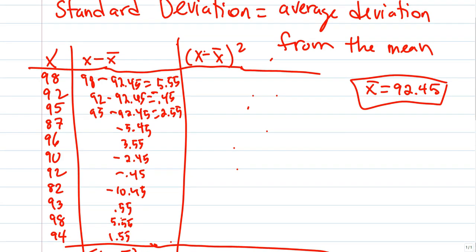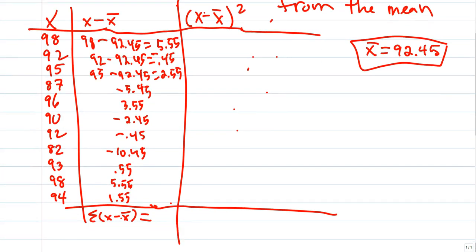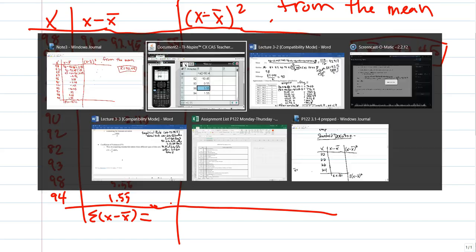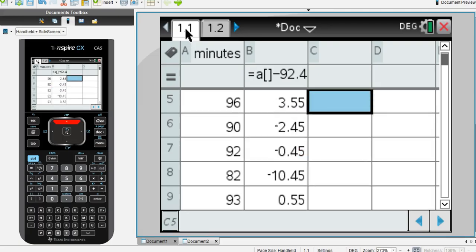So I want the average deviation from the mean. So this tells me how far each number deviated, both positive and negative, above and below. How do I get an average? Well, I would take all these numbers and I could add them up. 5.55 plus 0.45 plus 2.5. Adding all those up, I'm going to cheat. And I'm going to say right here, what is the sum of everything in B?